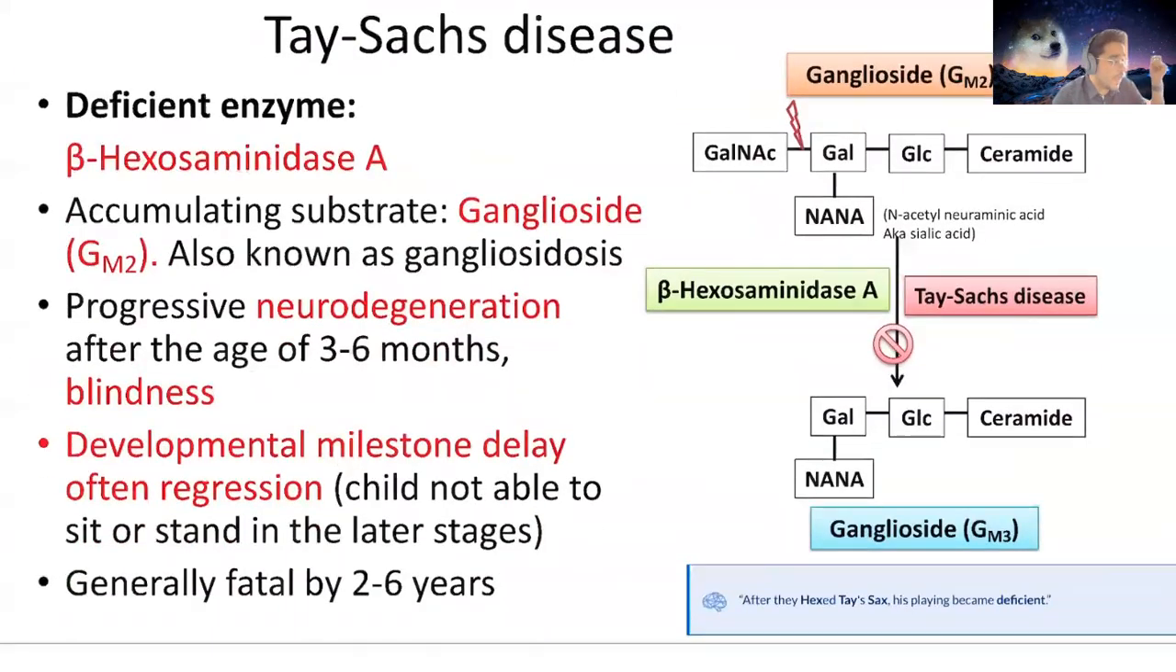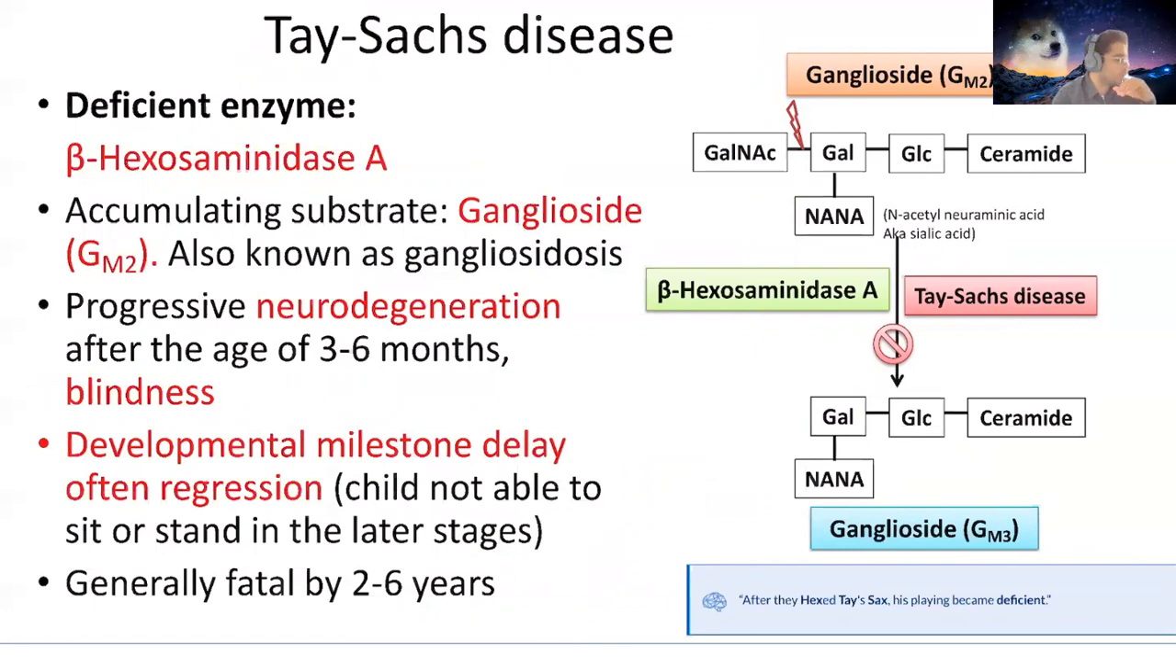Tay-Sachs disease. After they hexed Tay-Sachs, his plane became deficient. That's how I remembered it. It's hexosaminidase A deficiency. GM2 ganglioside accumulates, right?